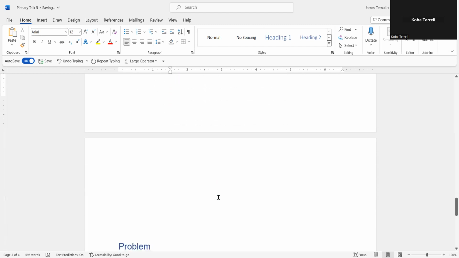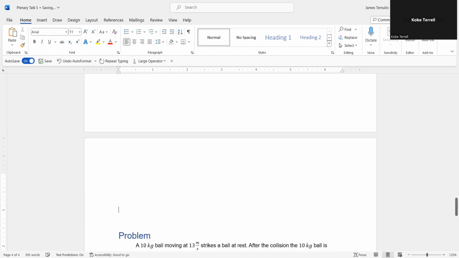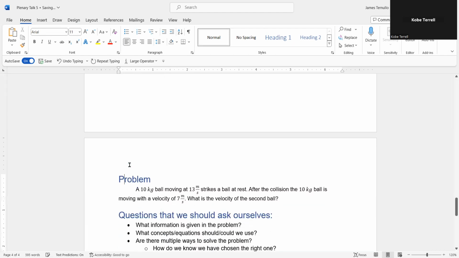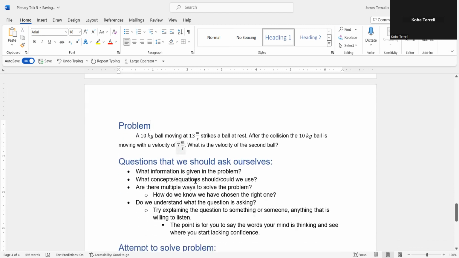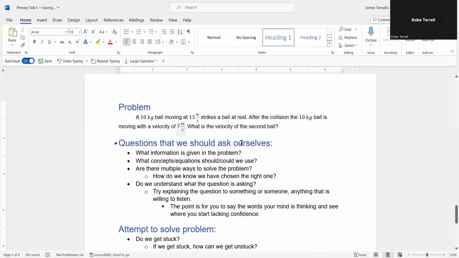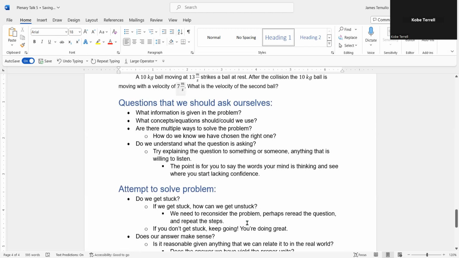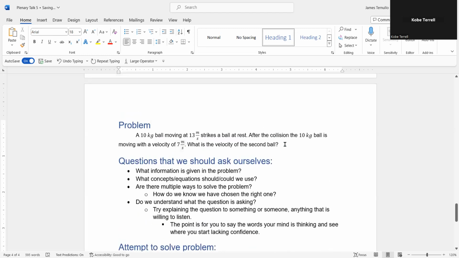Okay, so just to make sure you guys get this, and I really want to make sure because we're getting into the harder stuff, and I want you to be well prepared, I have another problem that I'm going to run through, and I want y'all to fill in the blanks. So we have a 10-kilogram ball moving at 13 meters per second that strikes a ball at rest. After the collision, the 10-kilogram ball is moving with a velocity of 7 meters per second. What is the velocity of the second ball?